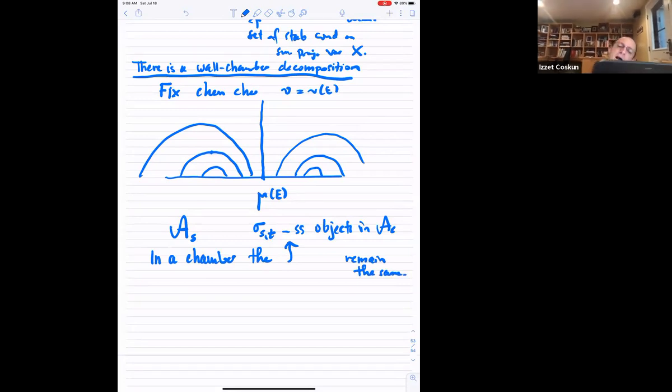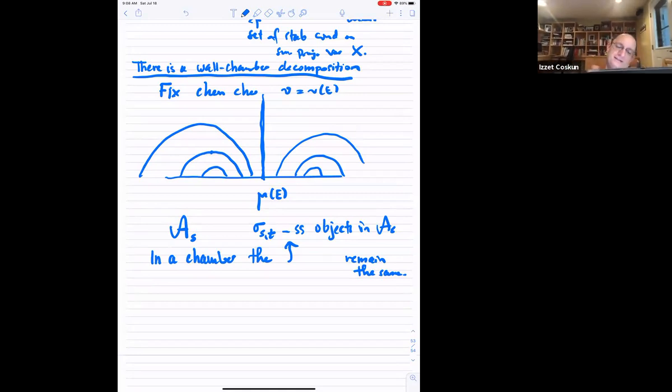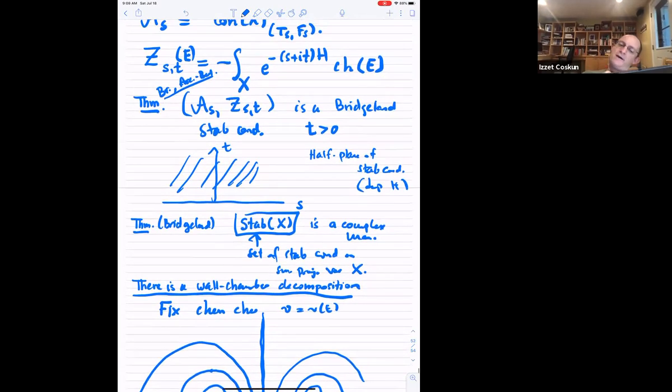Now you can figure out at least what the shape of these walls has to be. They are either a vertical line at mu E or nested semicircles like this in this half plane. This is not mysterious. You have the formula for it.